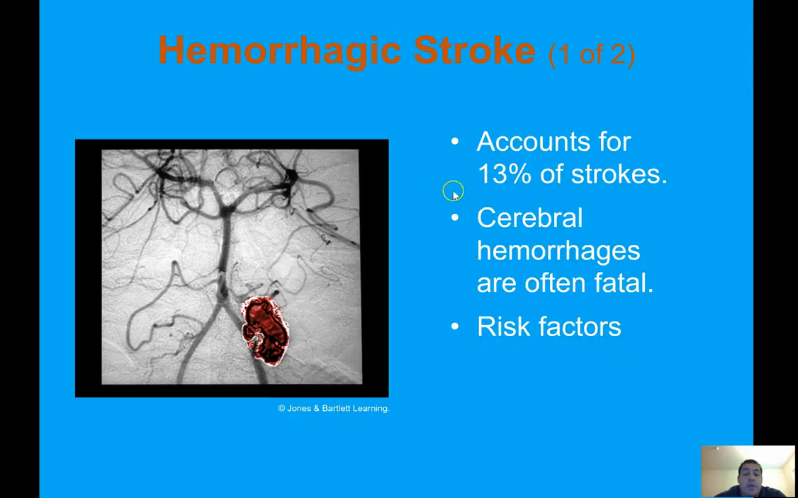So hemorrhagic stroke accounts for 13% of strokes. It depends on which book you read. These can range anywhere from 13% to 25 to 30% of strokes. These don't happen too often, but a good indicative sign of a hemorrhagic stroke is a thunderclap headache and also a blood pressure near the 200s or over 200. Cerebral hemorrhages are often fatal.